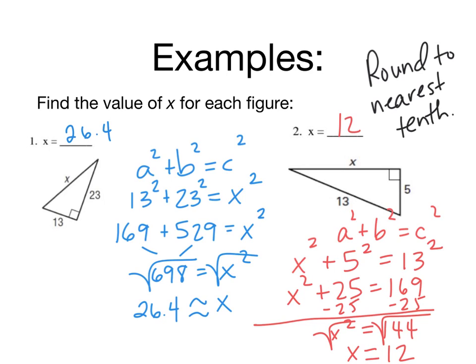Now notice the difference between our squiggly equal sign and our just straight up equal sign over here. This is approximate because I had to round. This one is exact because I didn't have to round. Excellent. Let's try the next two.